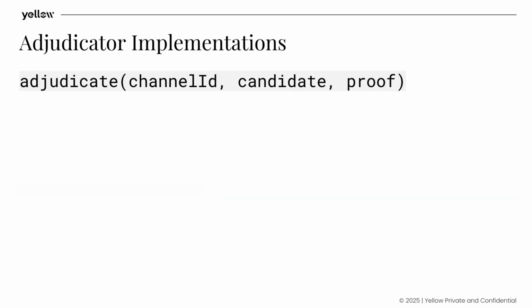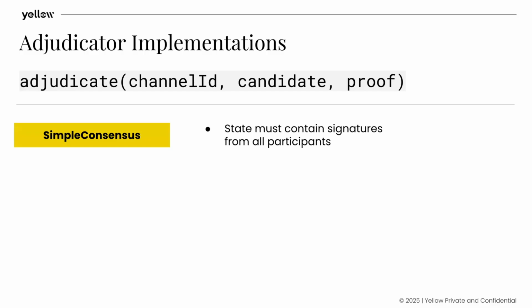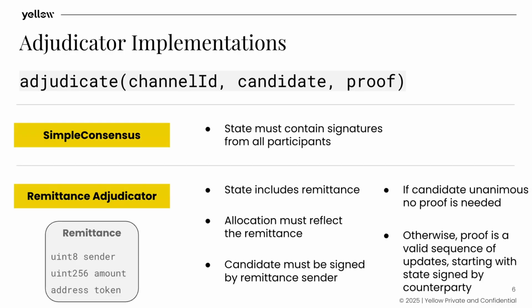and a candidate state is correct in terms of the application logic. In Yellow, we have developed several adjudicators, and the most prominent are the simple consensus adjudicator, which defines a valid state as one containing signatures from all participants. In this case, proof is not required. And the remittance adjudicator, which includes a remittance structure in the data state field.